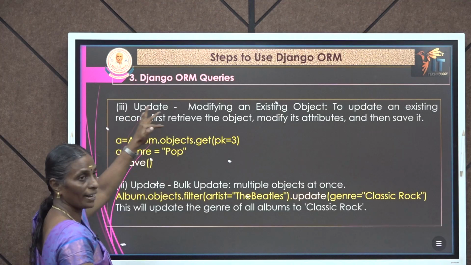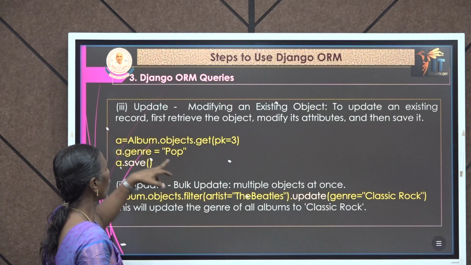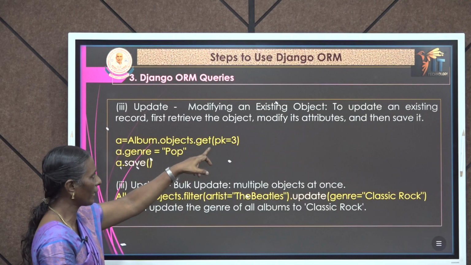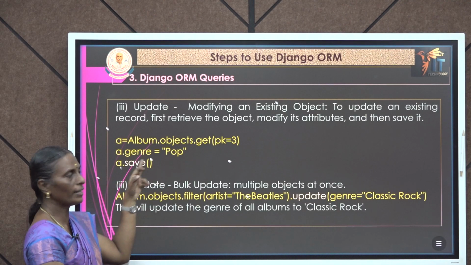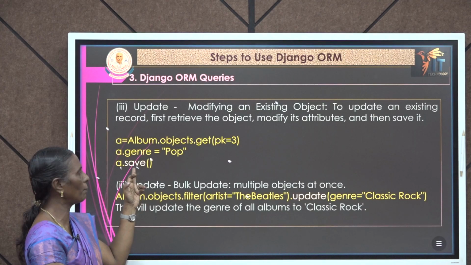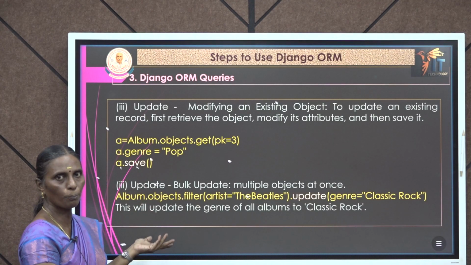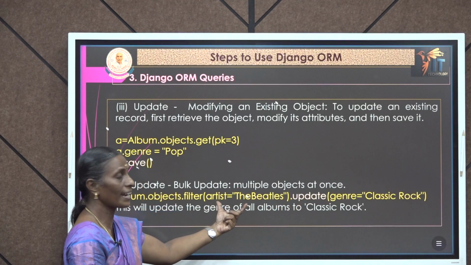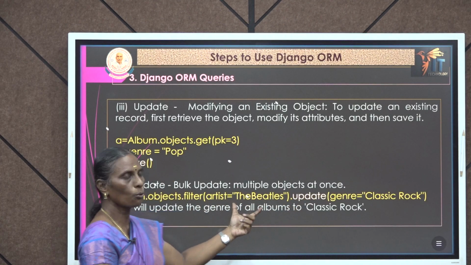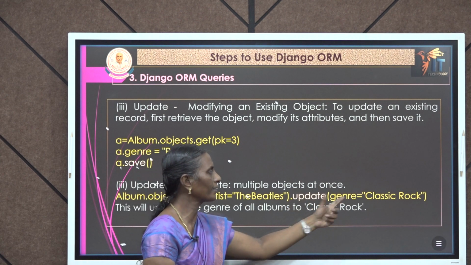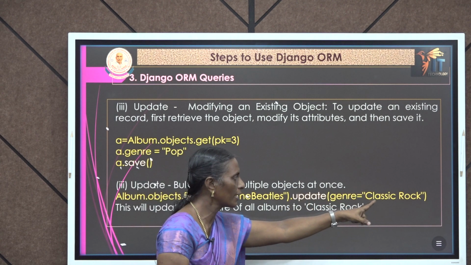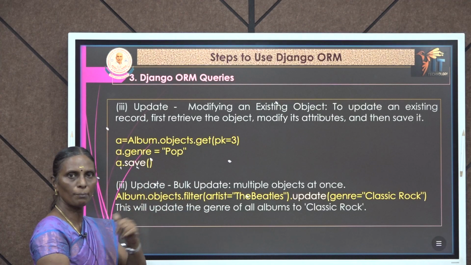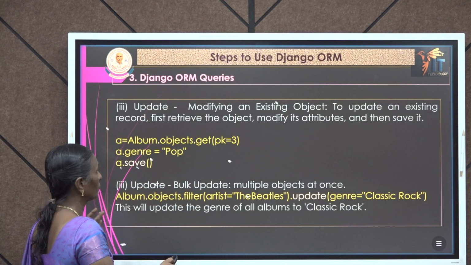So, next for updating the record. For updating the record, you can use the same save method. You have to get the object, modify it, and then apply the save option. And if you want to perform a bulk update, you have the update method, right. So, I am extracting using the filter method. More records will be extracted and I am changing the genre to classic rock and applying the update. So, multiple records will be updated in bulk.